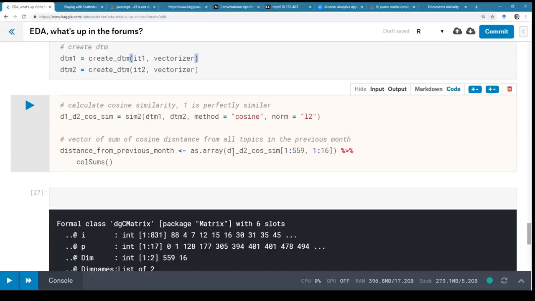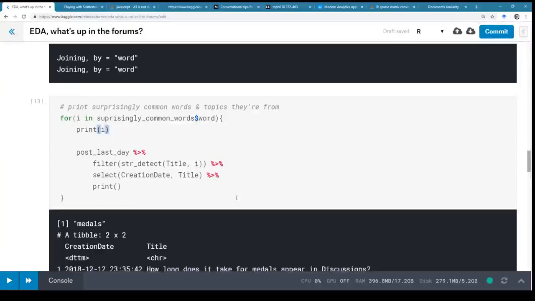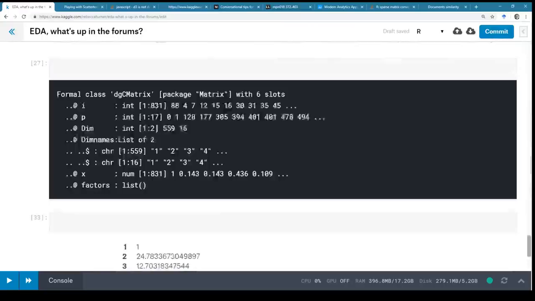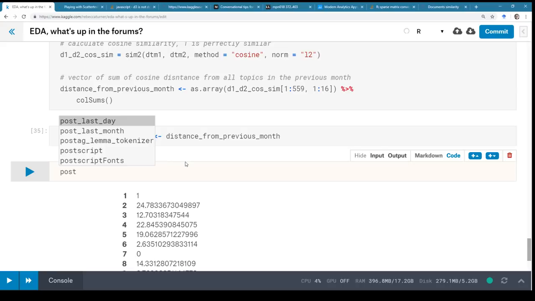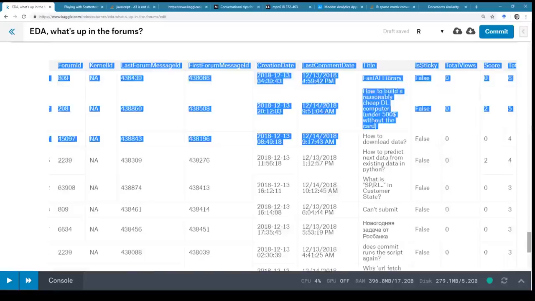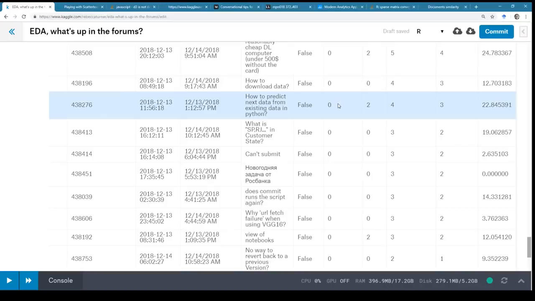Oh, all right. And then let's take the post last day object. Post last day, and let's call it distance. And let's give it this distance from previous month. Oh, I haven't actually run the cell, huh? And then if we look at post last day, excellent. We should be able to see that. Oh, okay. Yeah, I'm pleased with this.